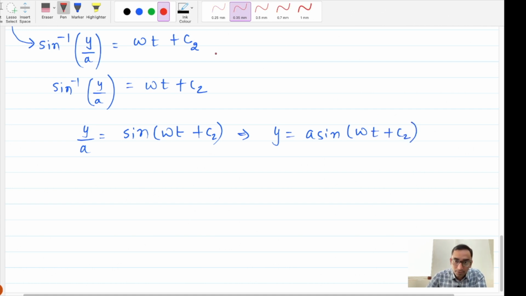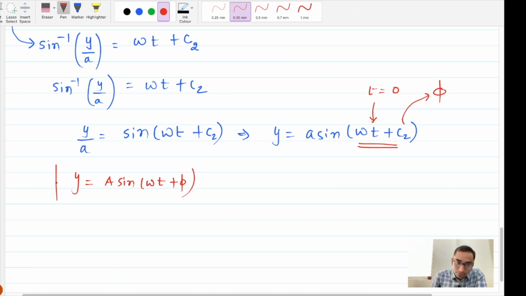Now, guys, when time is 0, at that time this entire part becomes phi. We know that when time is 0 and if the particle is not at its mean position, at that time the initial phase is phi. So, this entire part becomes phi when time is 0. So, basically C2 itself is phi. So, the final equation is y is equal to a sine(omega t plus phi). That is our final solution to our differential equation.